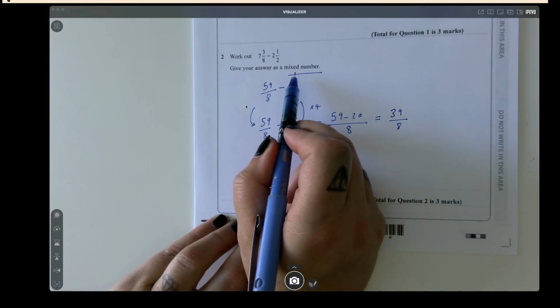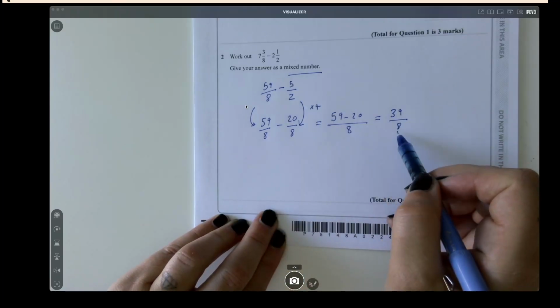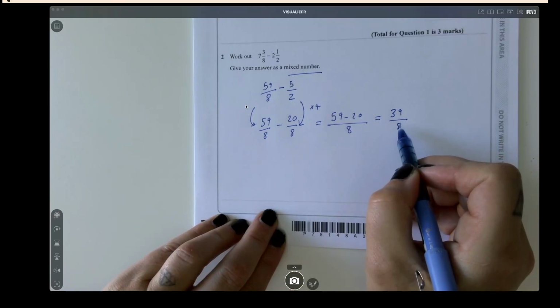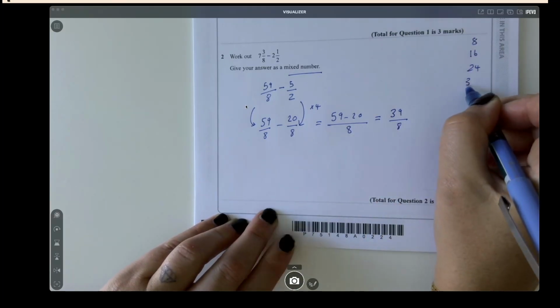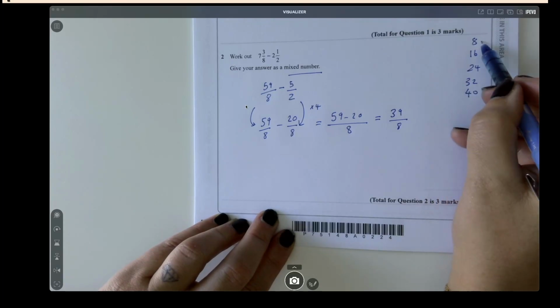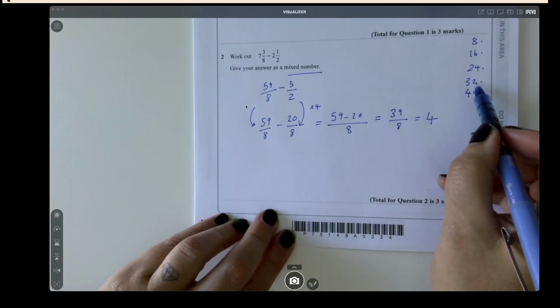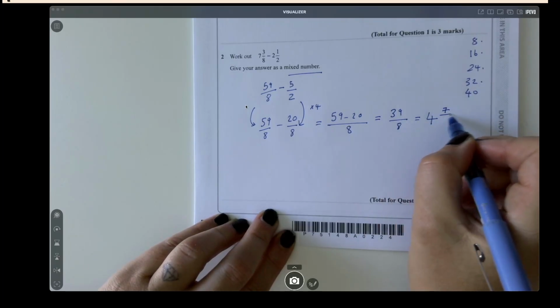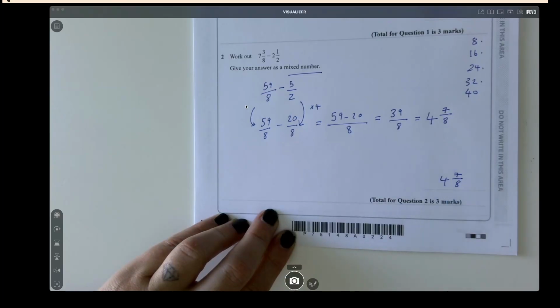Now it asks for our answer as a mixed number. So this is currently an improper fraction because the numerator is bigger than the denominator. So I'm going to see how many 8's go into 39. 8, 16, 24, 32, 40. So 1, 2, 3, 4 8s with a remainder from 32 to 39 of 7. So 4 and 7 8ths goes on the answer line.